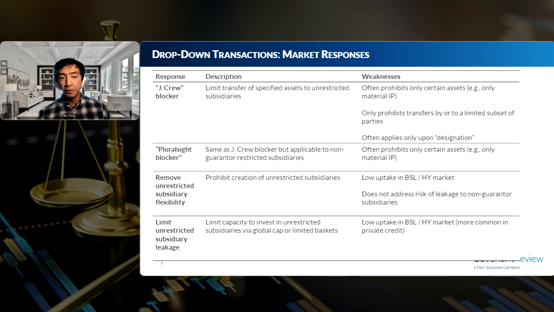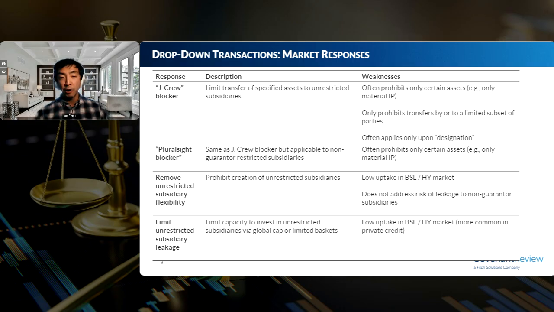Now, the next two responses are ones that unfortunately have not really seen a lot of uptake, at least in the broadly syndicated loan market and high yield market. The simplest response, and probably the best response, would be simply to remove the ability to designate unrestricted subsidiaries. If you can remove unrestricted subsidiaries or the ability to designate them, then you lose the ability to transfer value to them. You lose the ability to spin them off. You can't do this round tripping through asset sales. A lot of that becomes a non-starter.